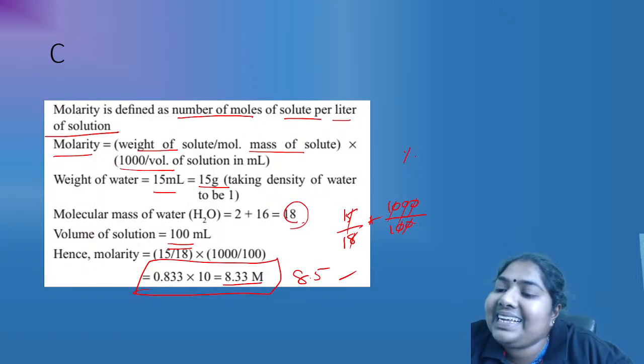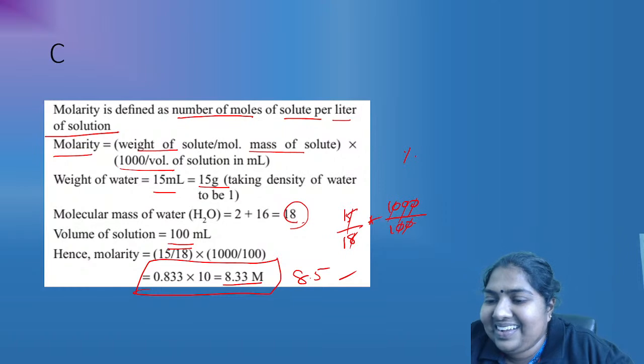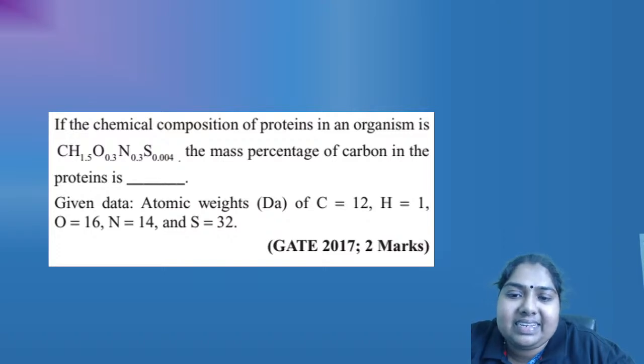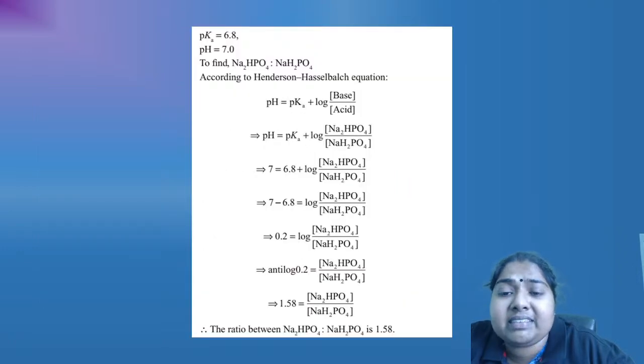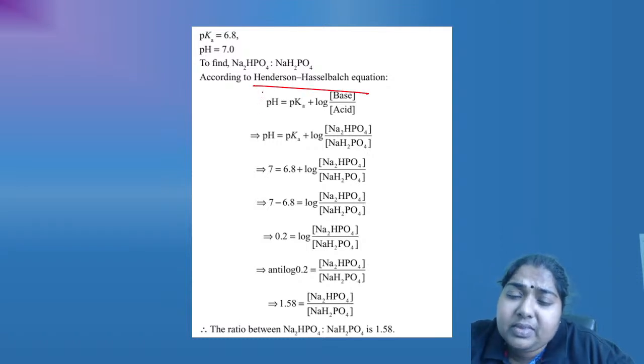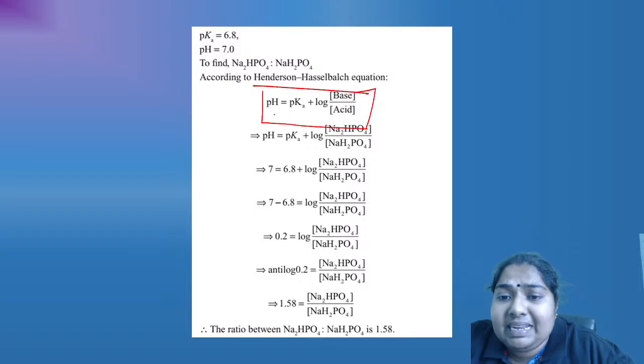Got it, everybody in the class? Okay, fantastic. So now it is clear, no? So that is how to calculate these things. Alright, so this is for your GATE. Maybe here you don't need this. And this is what is called the HH equation: pH is equal to pKa plus log of base by acid.